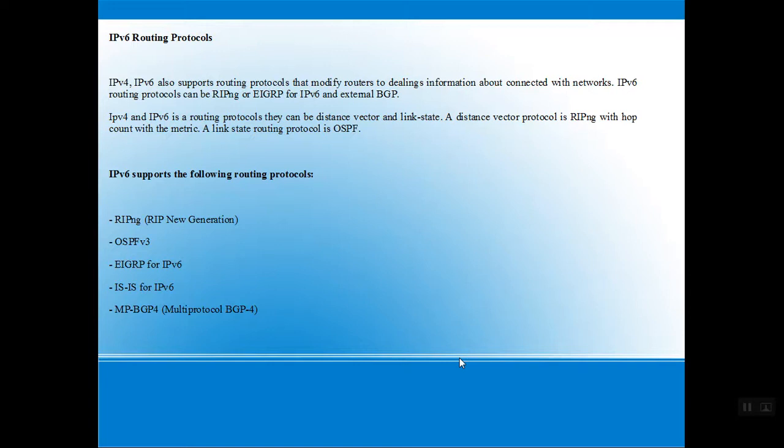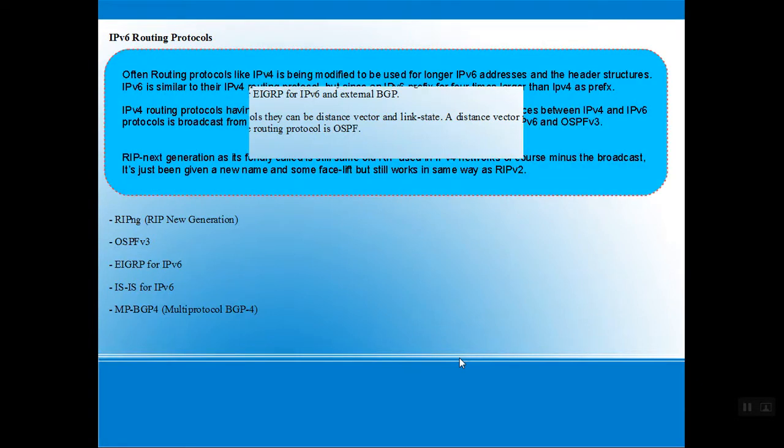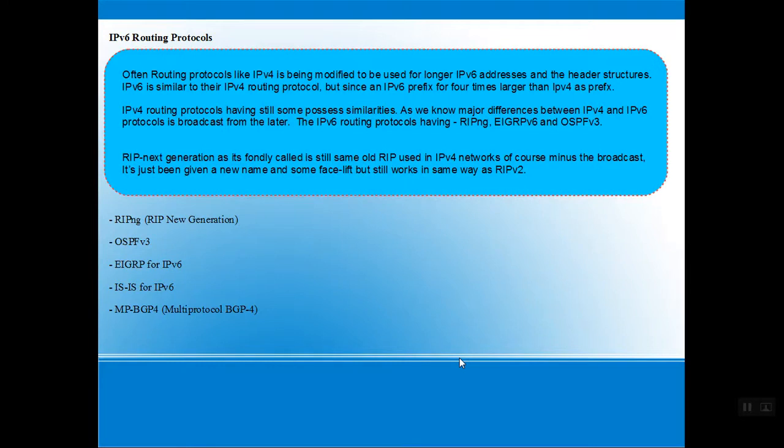The IPv6 routing protocols include RIPng, EIGRP for IPv6 and OSPF, and we have others such as IS-IS and MP-BGP4. So let's go through these terms: RIPng, OSPF, EIGRP, IS-IS, MP-BGP4. As we know, the routing protocols have been modified to be used with longer IPv6 addresses. So we have different protocols in IPv6. Let's start one by one.